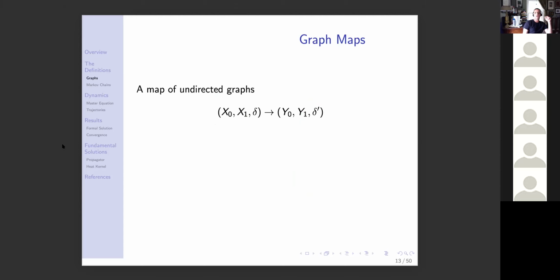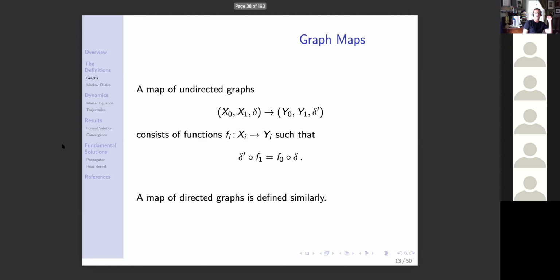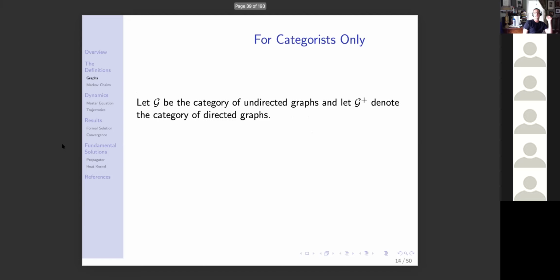So a map of undirected graphs, or a function between undirected graphs, is going to be functions between the vertices and between the edges, so f0 and f1, such that it commutes with the attaching data. It's sort of the obvious condition, and then a map of directed graphs is defined similarly. So it's just sort of the obvious thing. And so this slide is just for category theorists.